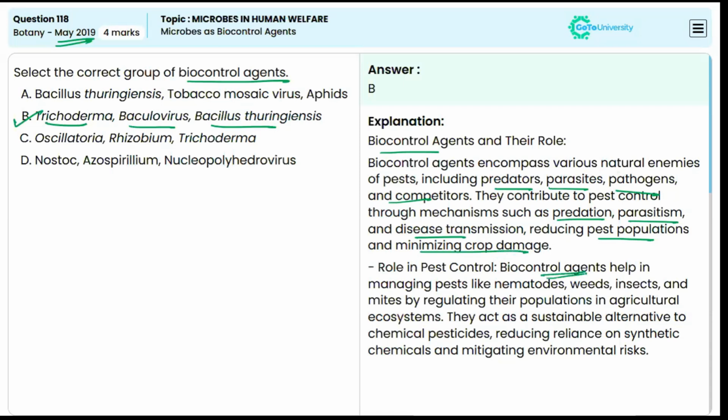Now, what is the role in pest control? The biocontrol agents help in managing pests like nematodes, weeds, insects, and mites by regulating their populations in the agricultural ecosystem. So they act as a sustainable alternative to chemical pesticides, reducing the reliance on synthetic chemicals and mitigating environmental risk. What does it mean? Usually if chemicals are used, it is harmful to all other organisms. But if we use biological organisms for pest control, they will control the pest and will not be harmful to other organisms as well.